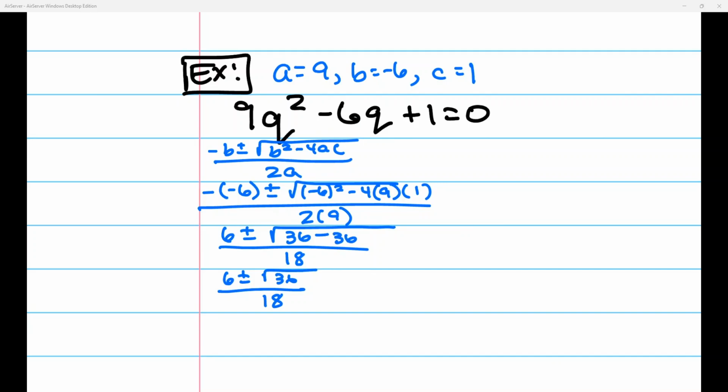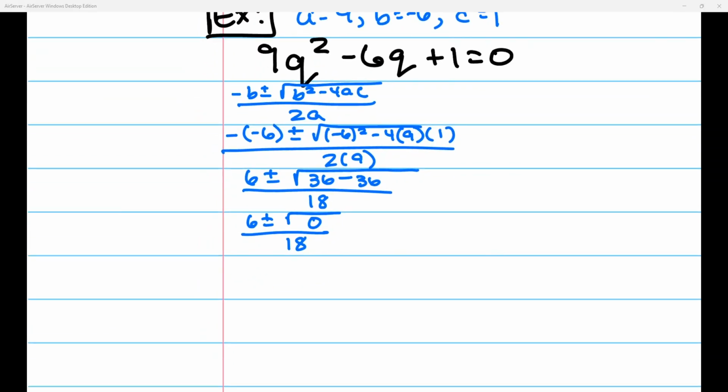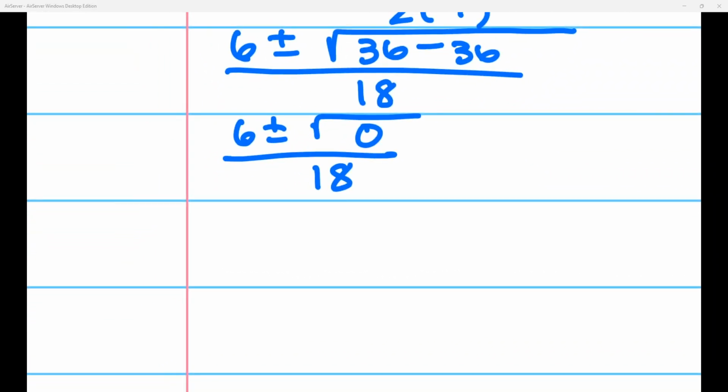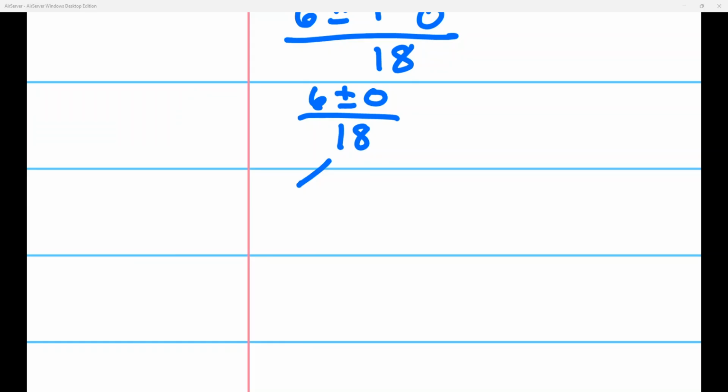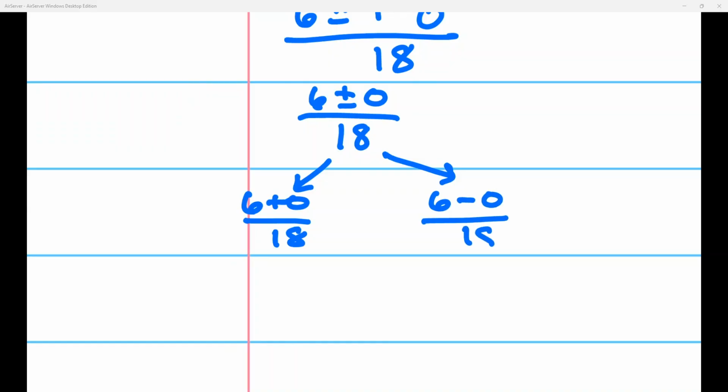And now, inside the radical, we have a 0, because 36 minus 36 is 0. Do you know the square root of 0? I do. It's 0. So this is going to be 6 plus or minus 0 over 18. Some of you guys are going to recognize that you don't need the plus or minus 0 because it's just going to be 6. But I'm going to split it up anyways, just so you can really see what's happening. That's going to be 6 plus 0 divided by 18. That's going to be 6 minus 0 divided by 18.